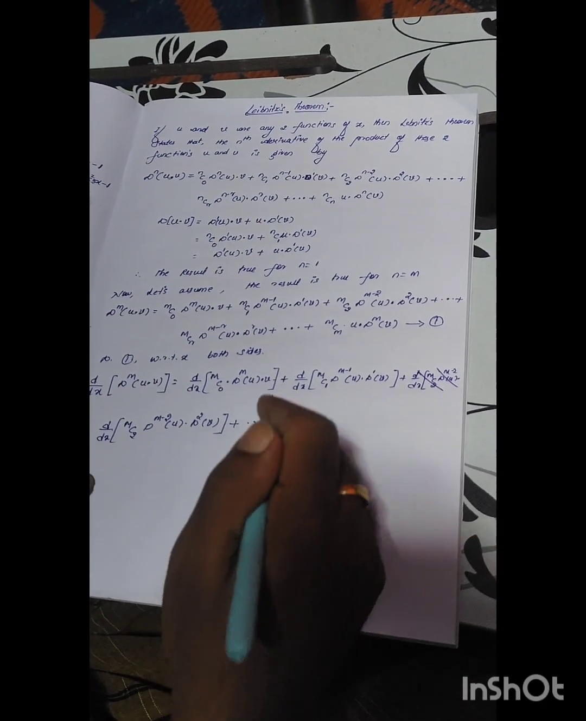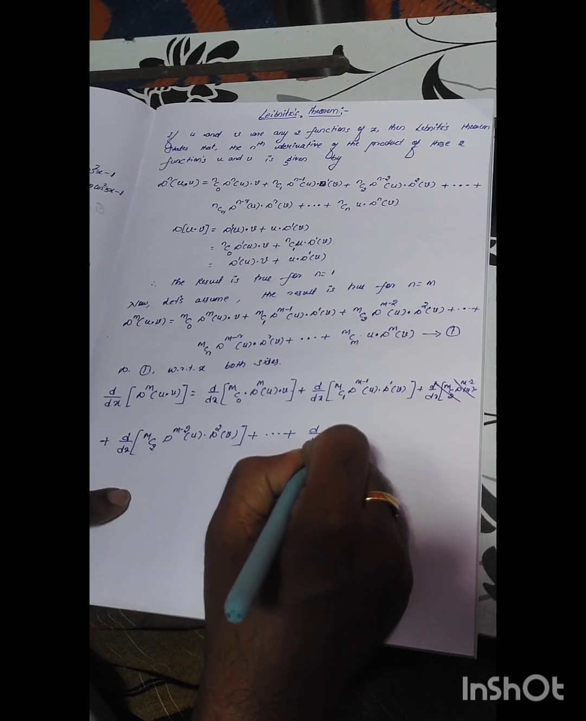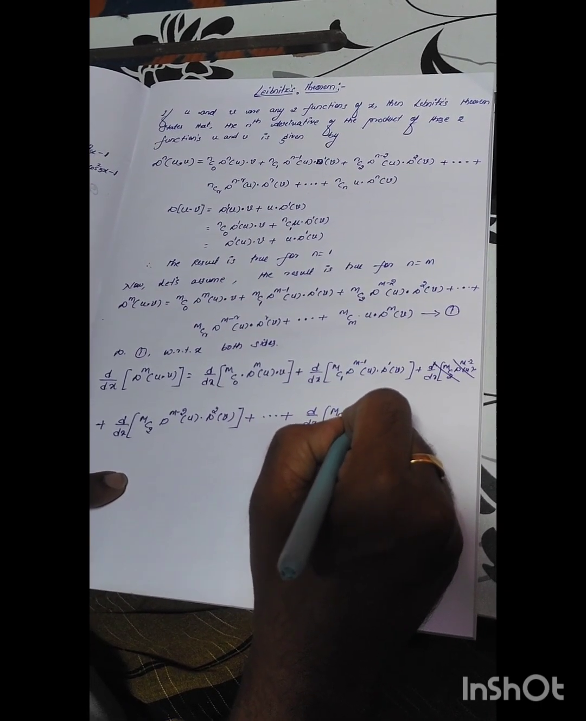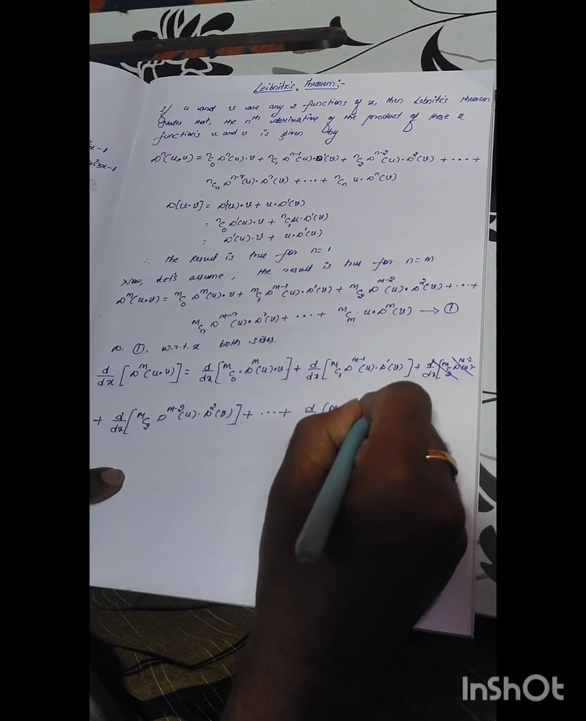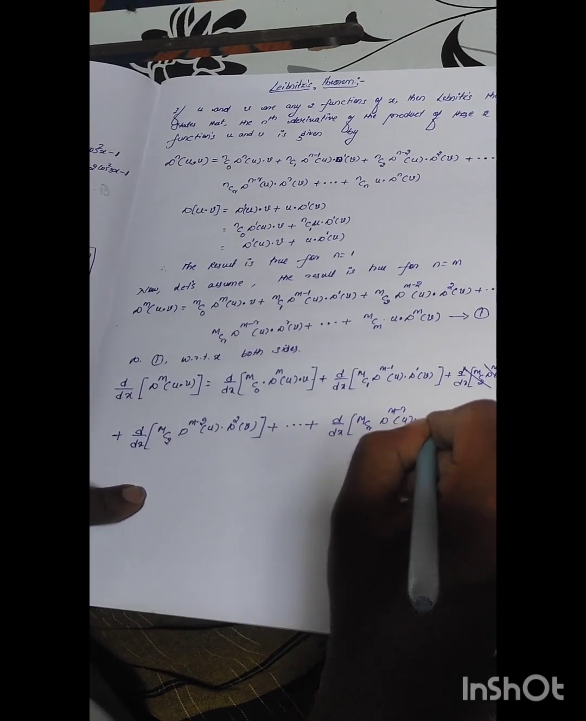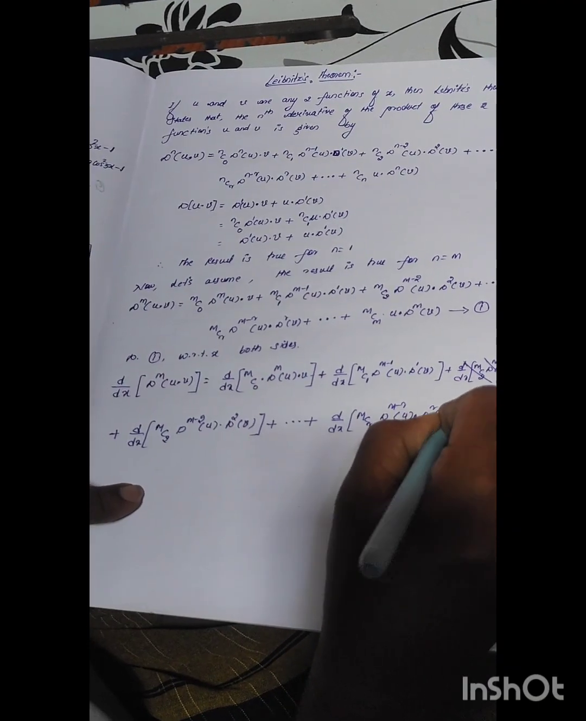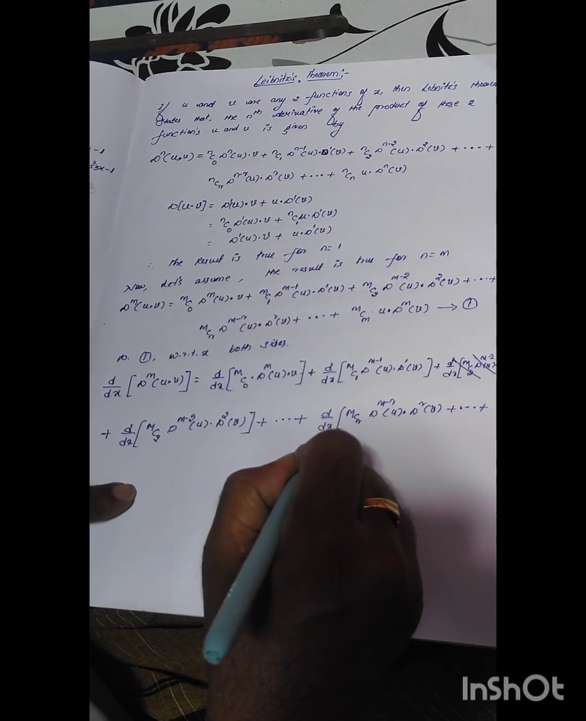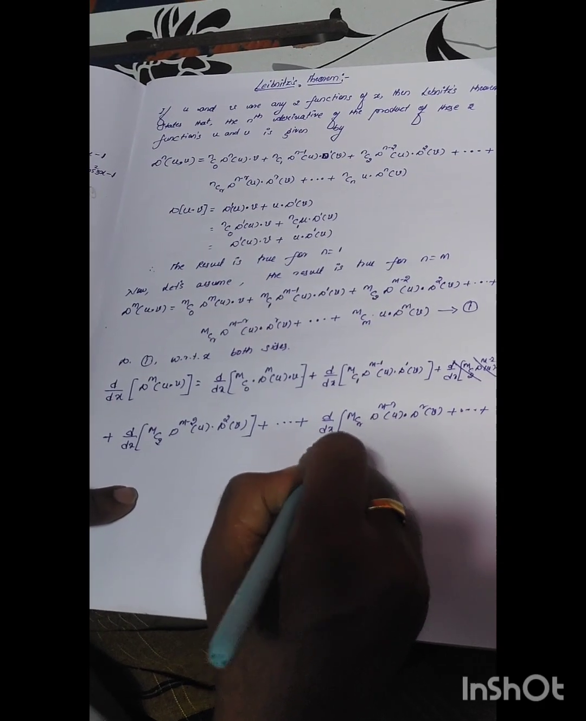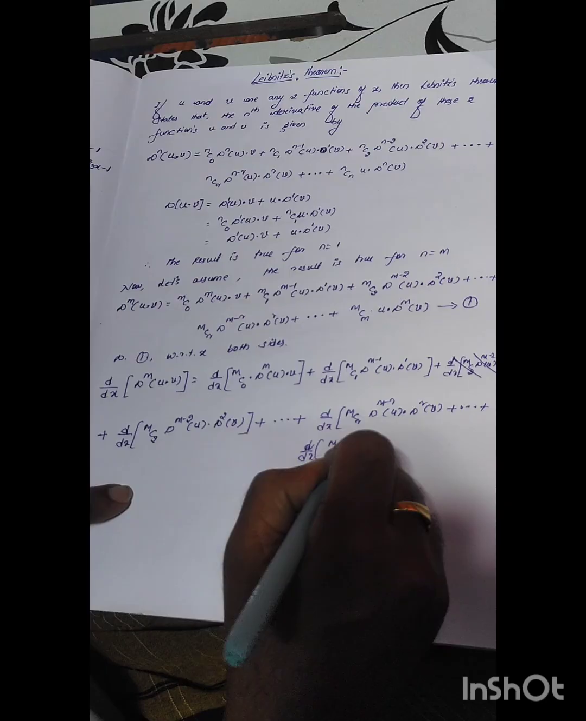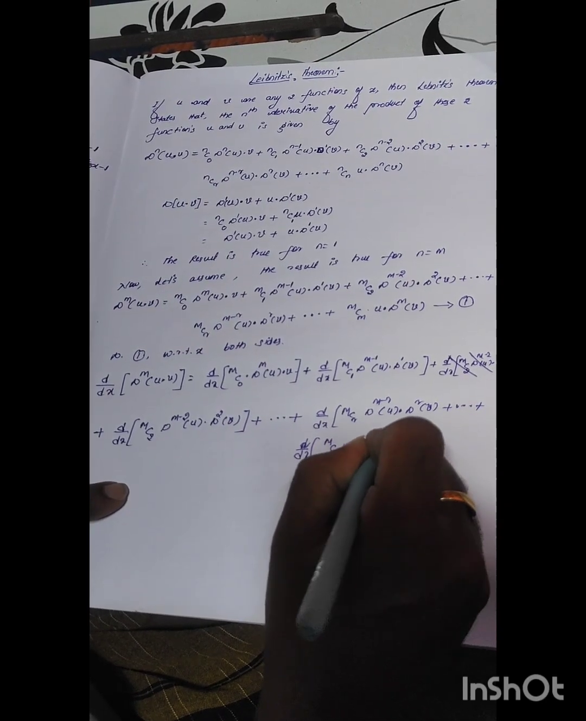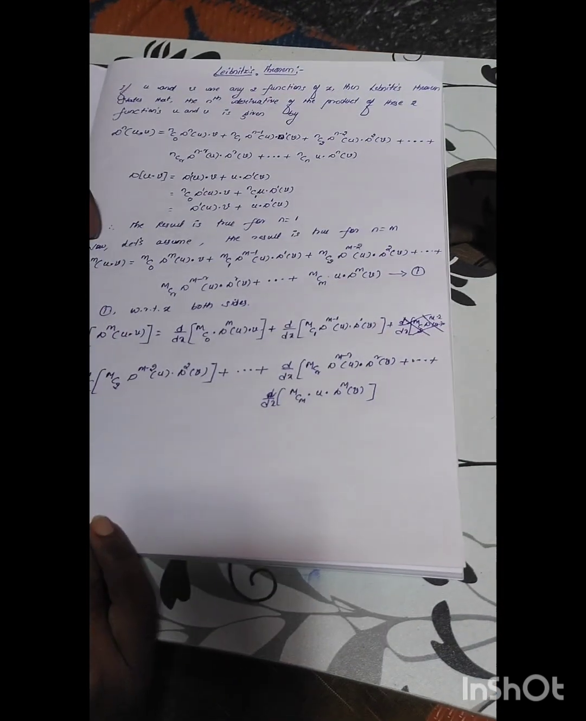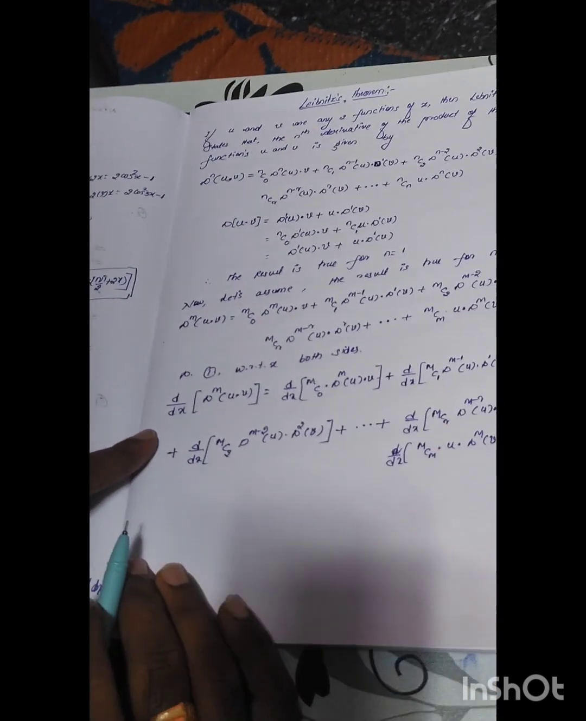We'll take some middle term, that is d by dx of mCr, m minus r derivative of u into rth derivative of v, plus so on, plus d by dx of mCm into u into dmth derivative of v. Now we will simplify it further.